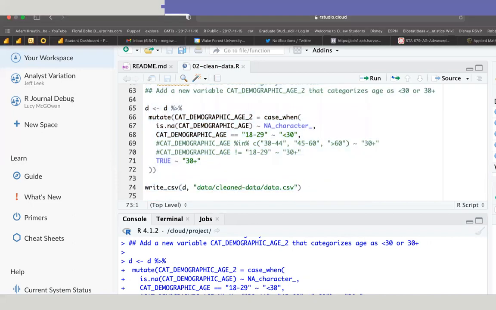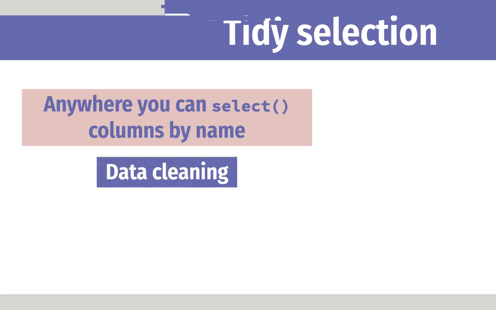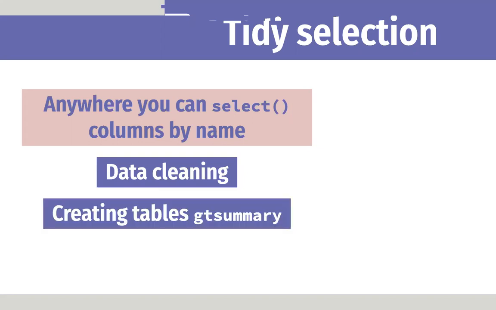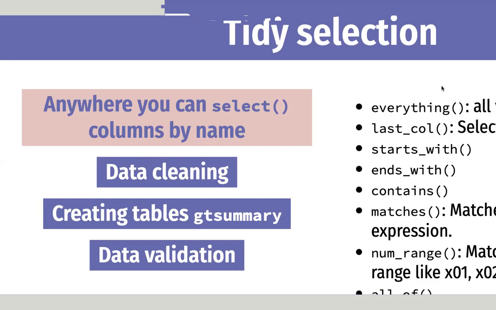All right, go back to the slides. Okay, so tidy selection. This is a motivation for why it's really useful to use those column names as contracts type principles. Anywhere you can select a column by name, you can use these tools. This could be for data cleaning, or as I showed in that example, for creating tables, for example using the gtsummary package, or in data validation, which we're going to see in a second. And these are the key words for tidy selection.